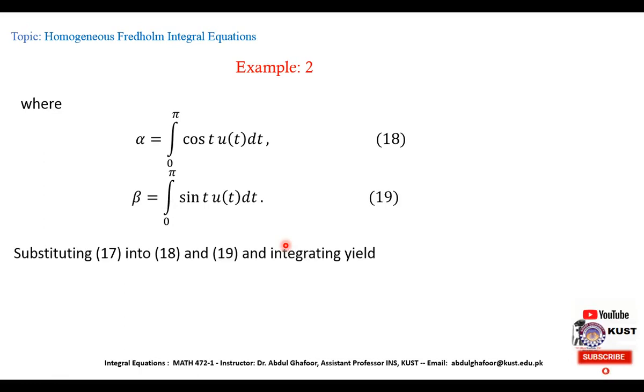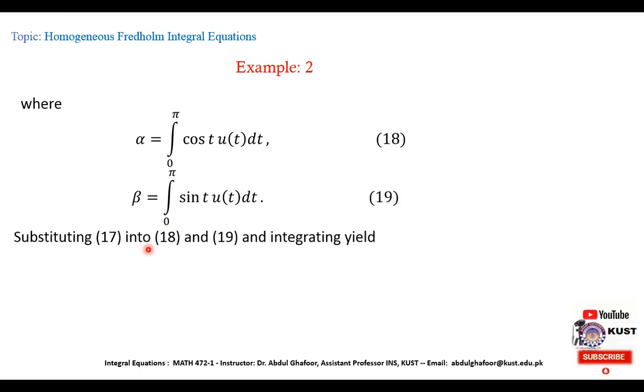Now to find out the value of lambda, substituting equation 17 into equations 18 and 19. So first we substitute the value of u of t, which is basically equation 17, over here, and then we substitute that over here. So by plugging the value of equation 17 in equation 18, we are getting alpha is equal to integral from 0 to pi cos t 2 by pi lambda alpha cos t minus beta sin t dt.